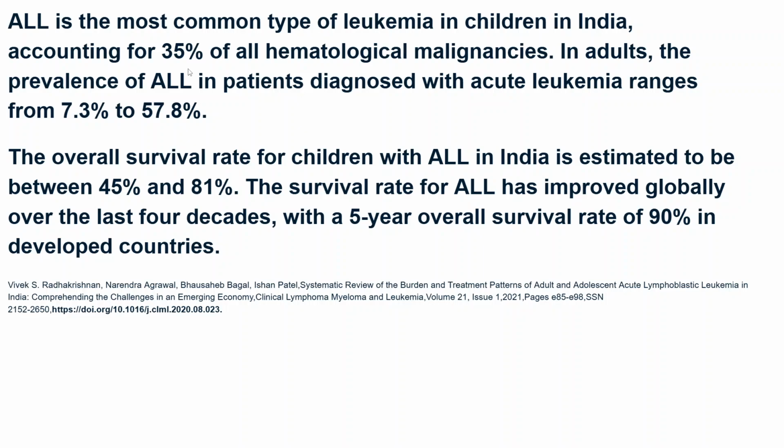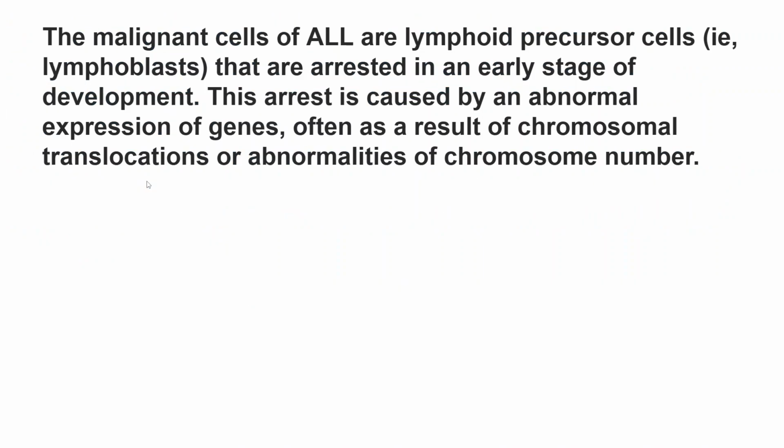The overall survival rate for children with acute lymphoblastic leukemia in India is estimated to be 45% to 81%, whereas survival has improved globally over the last 4 decades, with a 5-year survival rate of around 90% in other developed countries, whereas in India it is around 45 to 81%.